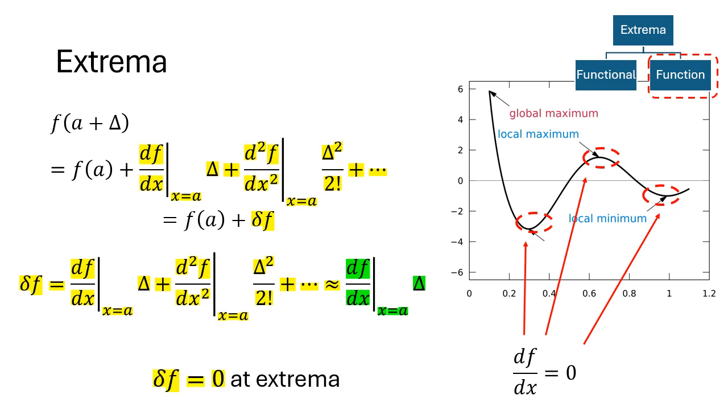Further, let us consider the case x equal to a is a point of extremum. Hence, the derivative of f with respect to x will be 0. Hence, delta f will be 0 at points of extremum.